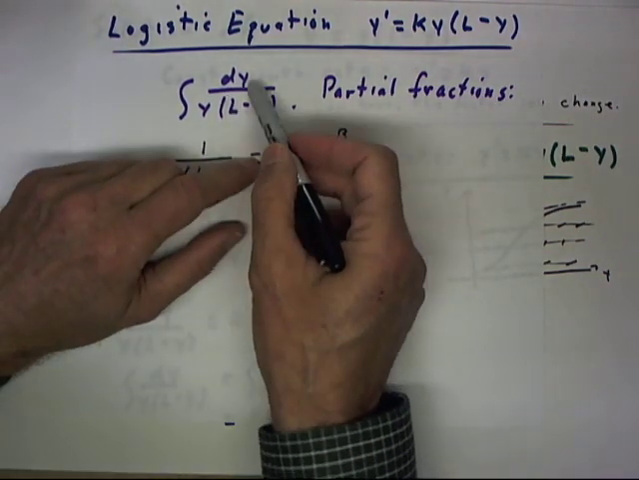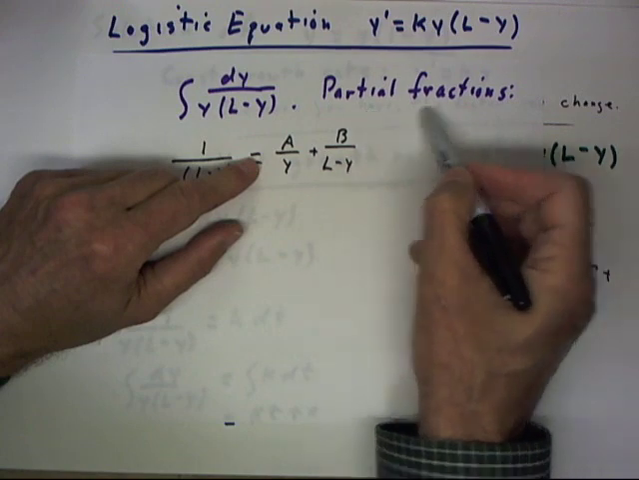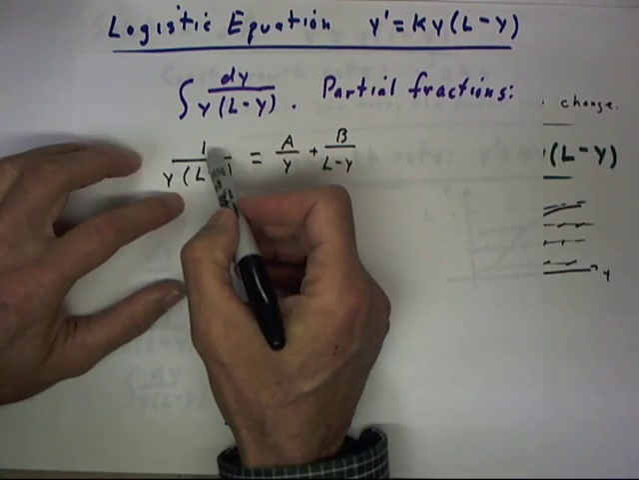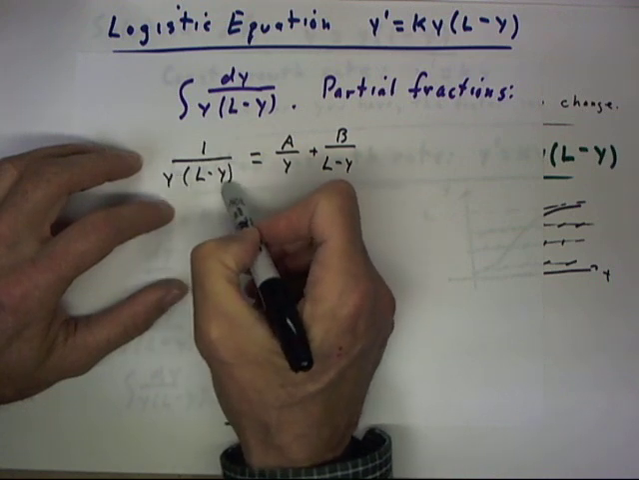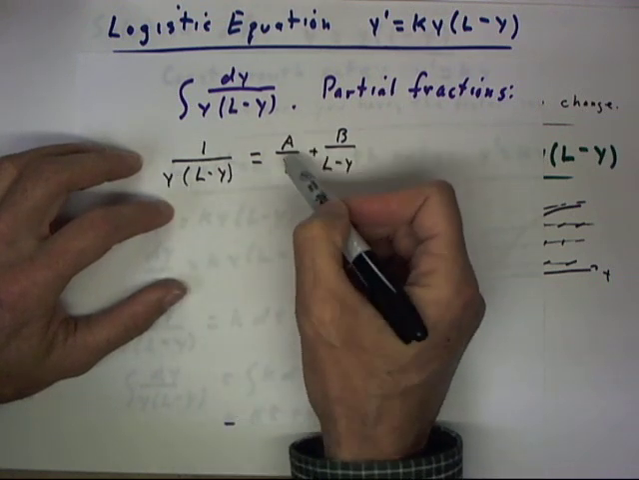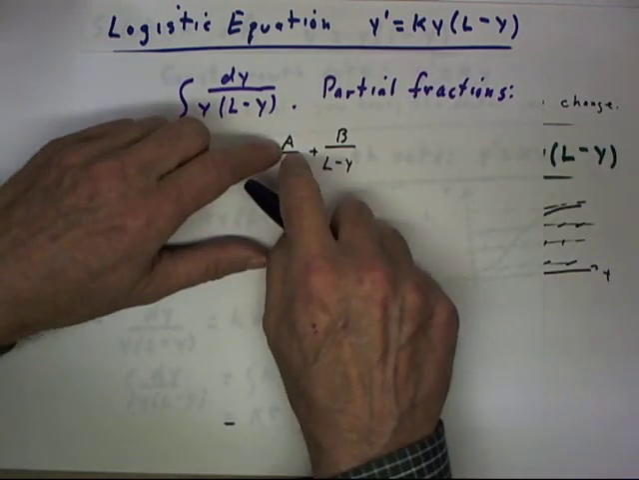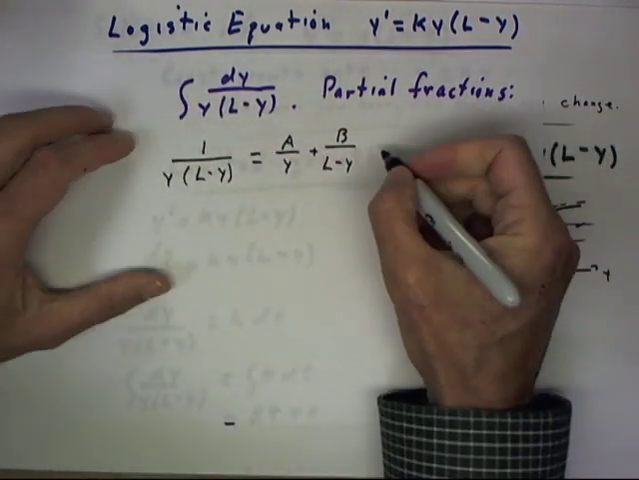Okay, we want to integrate dy over y times (L minus y). We're going to use partial fractions, which means we're going to take the expression 1 over y times (L minus y) and express it as something over y plus something over (L minus y). We need to determine the constants a and b.